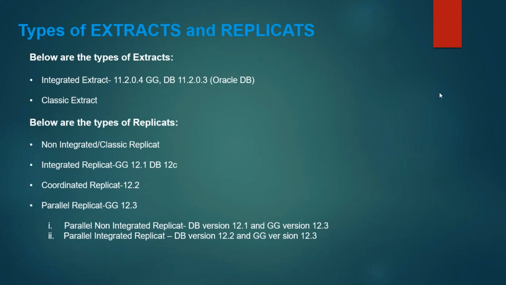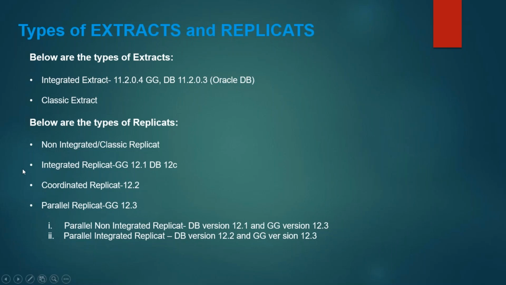Parallel replicate is of two types: parallel non-integrated replicate and parallel integrated replicate. Basically, the earlier ones we discussed, non-integrated and integrated replicate, are in non-parallel mode. When you run them in parallel mode, they are called parallel integrated or parallel non-integrated replicate. To use parallel non-integrated replicate, your database version should be 12.1 minimum and Goldengate version should be 12.3. For parallel integrated replicate, the database version minimum should be 12.2 and Goldengate version should be 12.3.